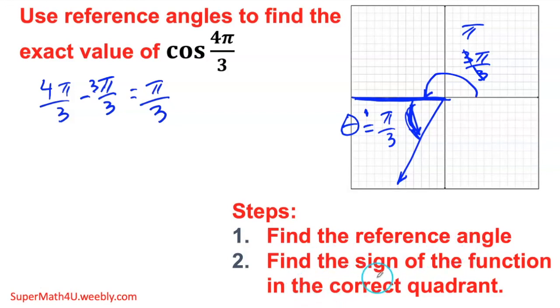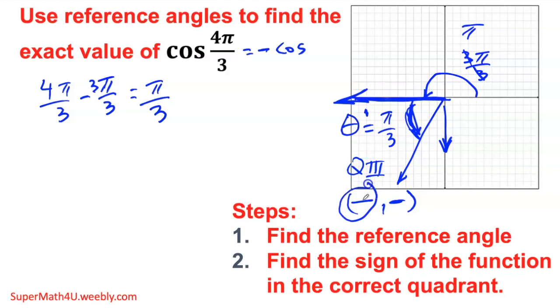Second, find the sign of the function in the correct quadrant. So as you notice, we are in Q3. Here, my x is negative because it goes to the left, right? And my y is negative because it goes down. So my signs are negative, negative. My cosine, which is the x, is negative, and my sine, which is the y, is negative. We're doing cosine, so that means my cosine is going to be negative, so I put it in the beginning of my function. So cosine of 4 pi over 3 is the same as negative, because I'm in Q3, and my cosine is negative. And what's my reference angle? Pi over 3.